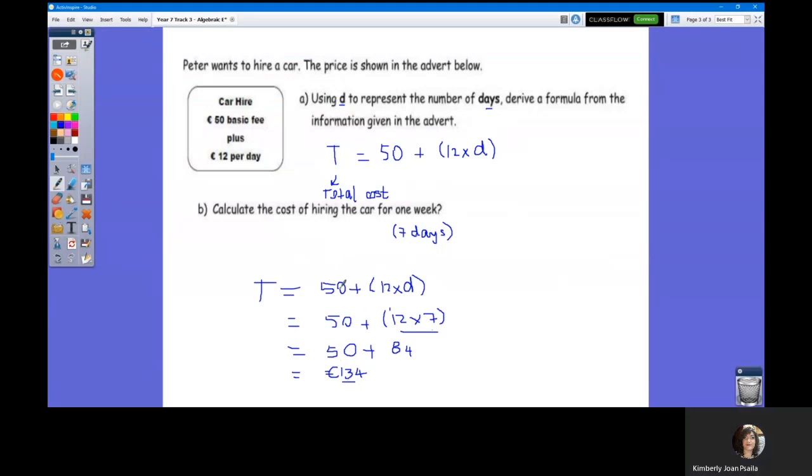You have to pay 50 euro once for the basic fee and then 12 euro for each day.